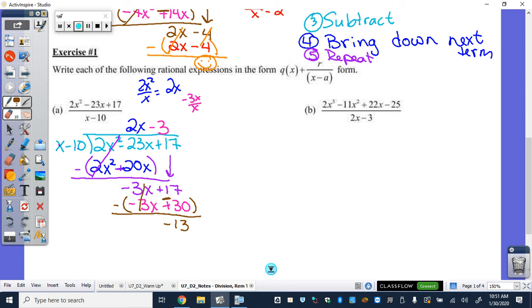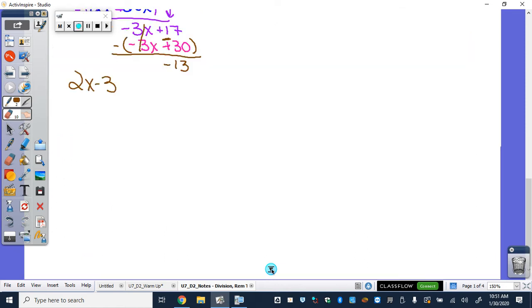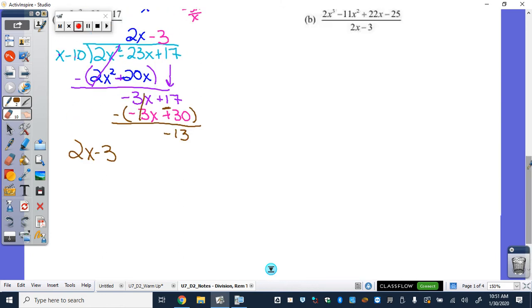So the way we write our answer is we have our quotient up top, our 2x minus 3. When we have a remainder, though, because this remainder is a negative, we would write it as minus 13 over x minus 10. You always write it as over whatever you're dividing by, your divisor there. It would be plus the 13 over x minus 10. Yep. All right. Go ahead, try letter B. See if you can set it up, start it. Let's see how far you can get.